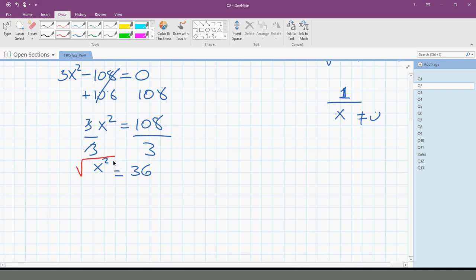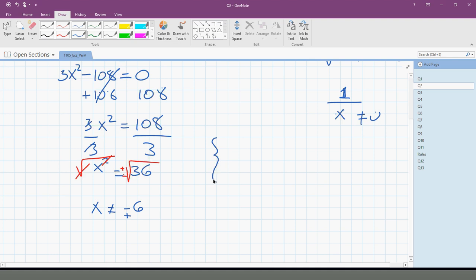Now we're going to use the square root method, so we have plus or minus, so the 2 cancels with this, and we have that x is equal to negative 6 and positive 6. So that means our answer cannot be negative 6 or 6. Either one of the two will make the denominator 0. So how do we give that answer?